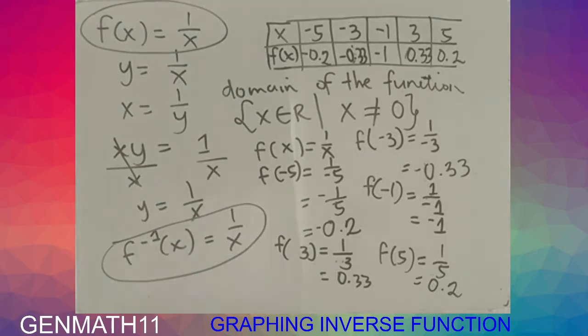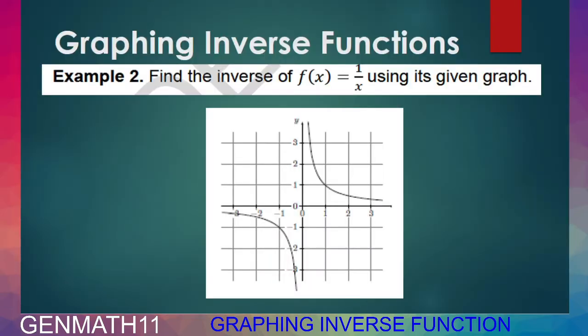So, based on dun sa ating graph kanina ng ating function, hindi pala yan. So, ito. Based on this graph, ibig sabihin, yung ating inverse ng f of x is equals to 1 over x is the same. Parehas lang sila ng graph. Therefore, this graph is the inverse of f of x is equals to 1 over x. Okay? So, naiintindihan nyo naman siguro.